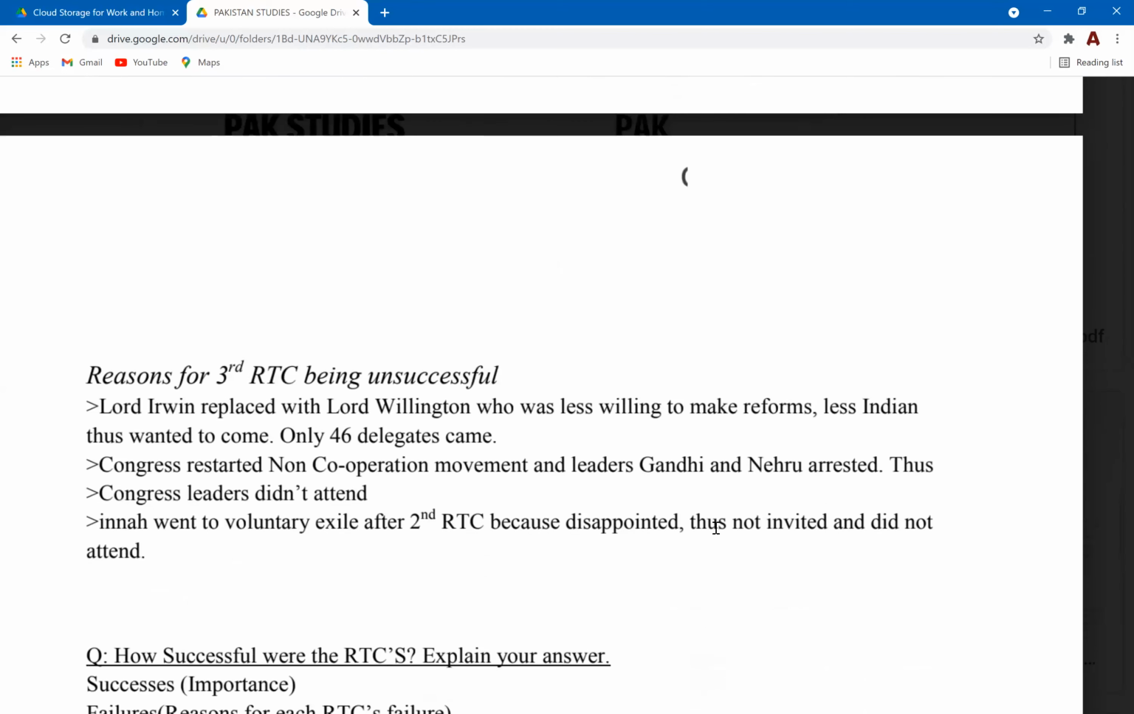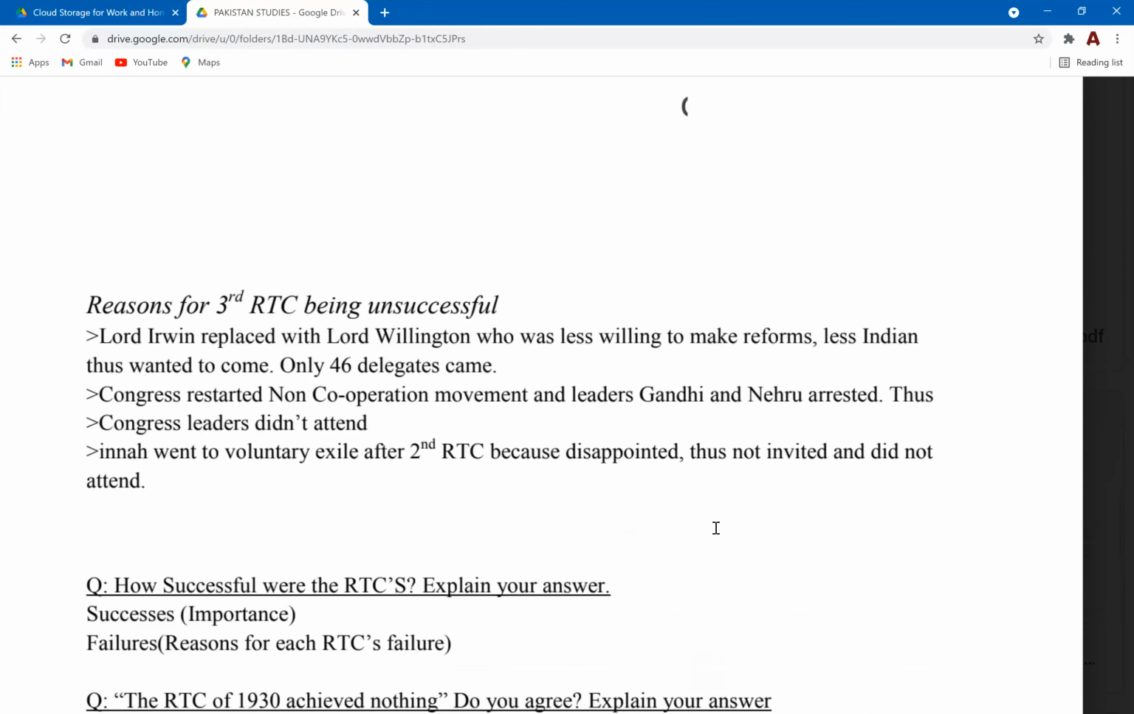The third roundtable conference was also unsuccessful. And why was that? Because the Viceroy of India was changed. Lord Irwin was replaced with Lord Willingdon, and Lord Willingdon was not willing to make any reforms in India. So this was another reason why the third conference failed. Secondly, Congress had started the non-cooperation movement again, and because of that movement, the British had arrested Gandhi and Nehru.